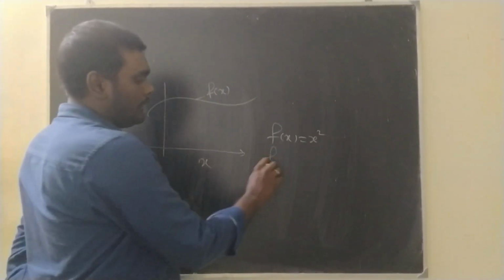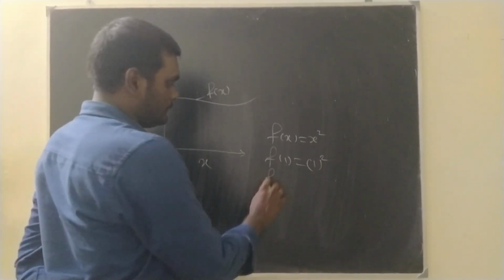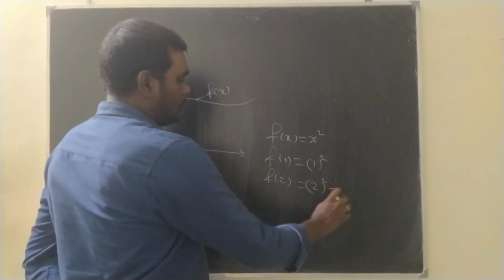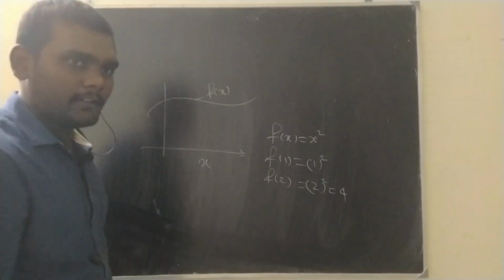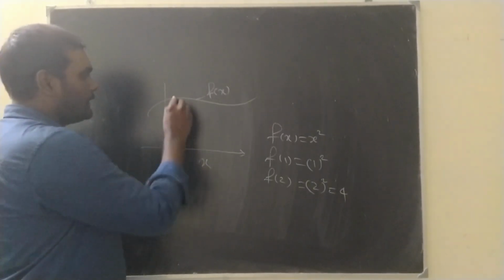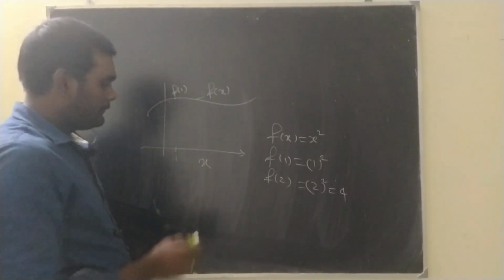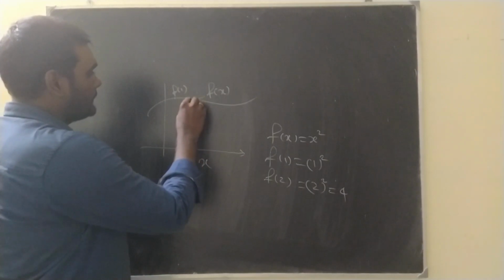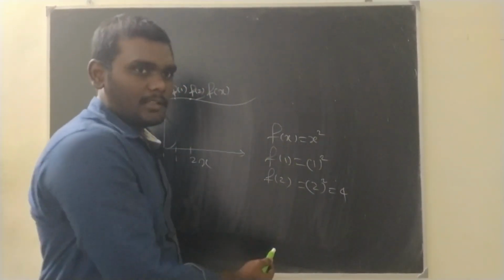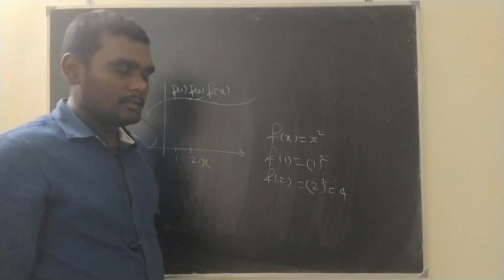What is the value of f of 1? 1 square. F of 2? 2 square, that is 4. Like this the values will exist. Now, as we are discussing here, x-axis 1 means this is called f of 1. Here 2 means this is f of 2. The value of x keeps on changing.